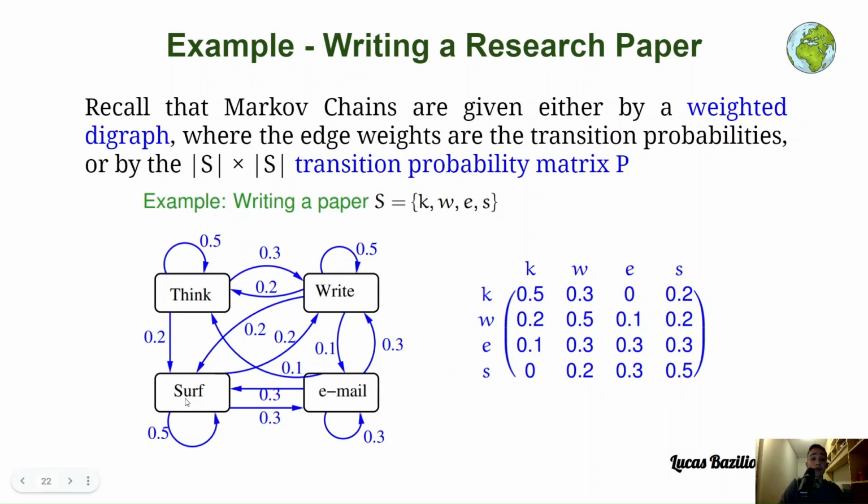In the state search, we sum here 0.2 that we go to write, 0.3 that we go to email, and finally 0.5 that we go to this same node. Notice that we need to sum this value 0.5 not because this edge is arriving to this state, but because this edge is leaving from this state. Since it is also an outgoing edge, we need to count it, we need to sum it.